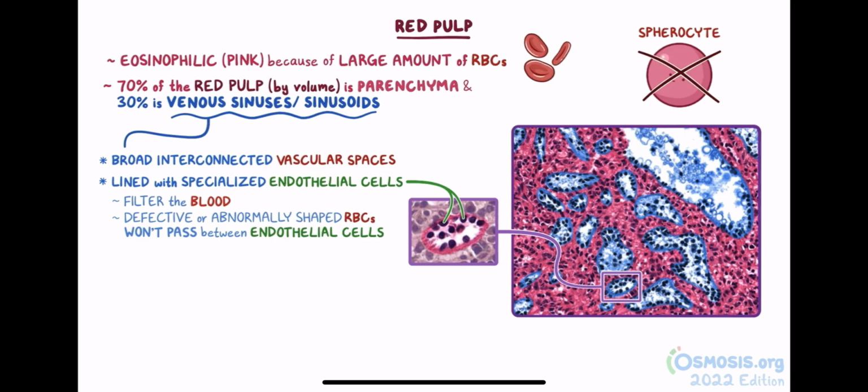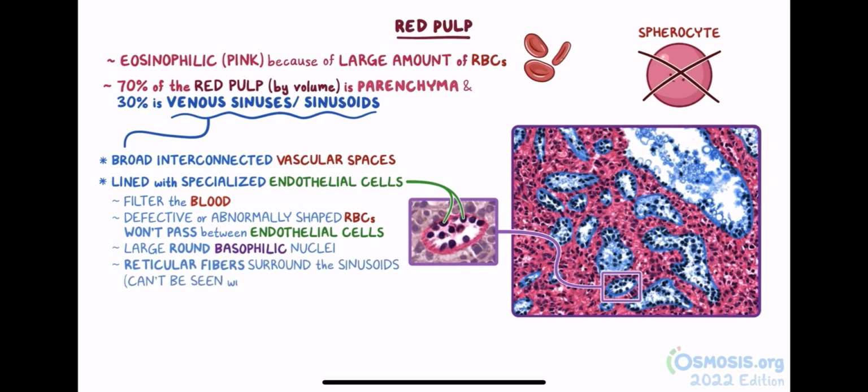The endothelial cells have large round basophilic nuclei and have reticular or net-like fibers that surround the sinusoids to provide structural support, although they can't be seen with light microscopy alone. The venous sinuses will eventually join with one another and drain into the splenic vein.